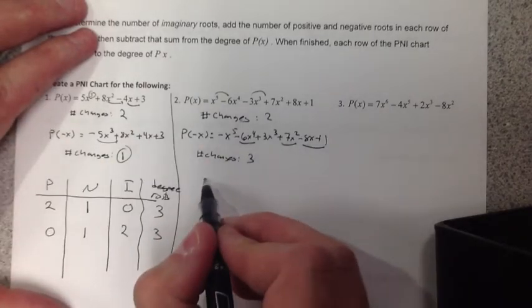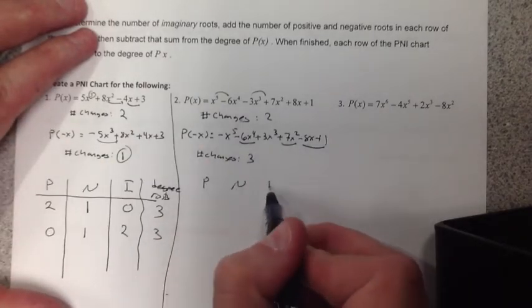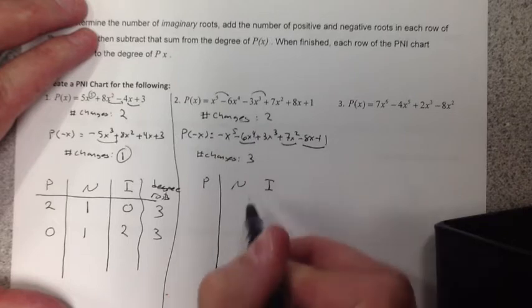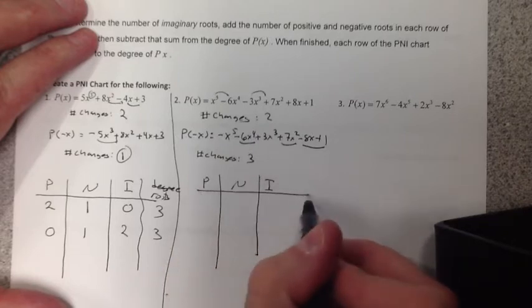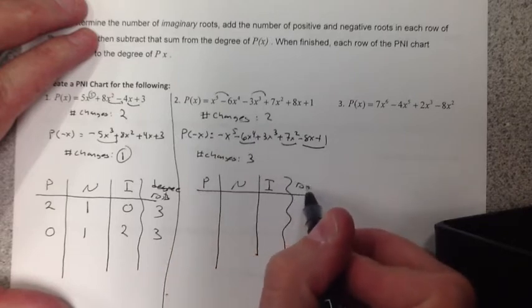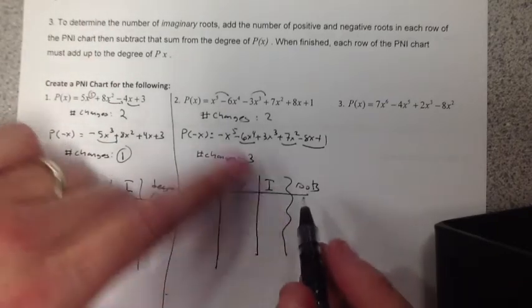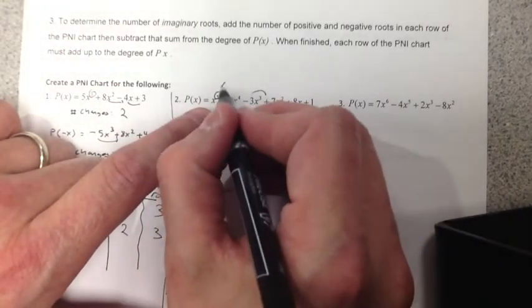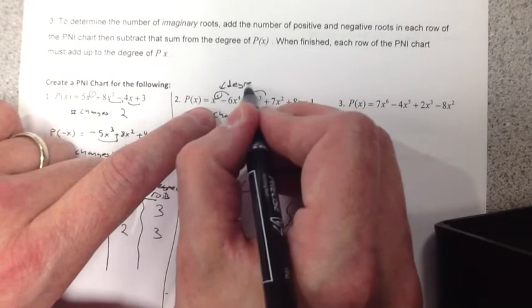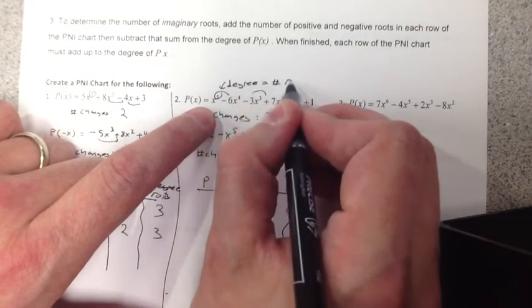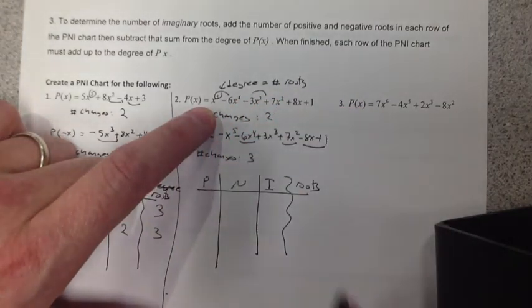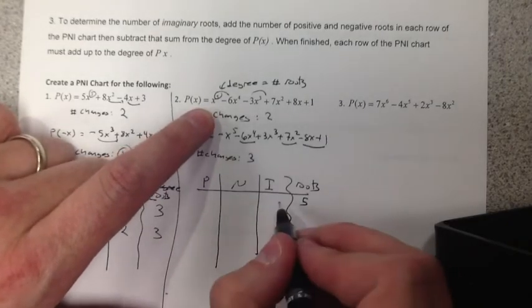And then I do my P&I chart. P, N, I. And again, I like to make my other one the number of roots. Now in this case, the number of roots always has to be 5. That's the degree. That's that 5. And that is the number of roots that we have to have. So they have to add up to be 5 when we add them all up.